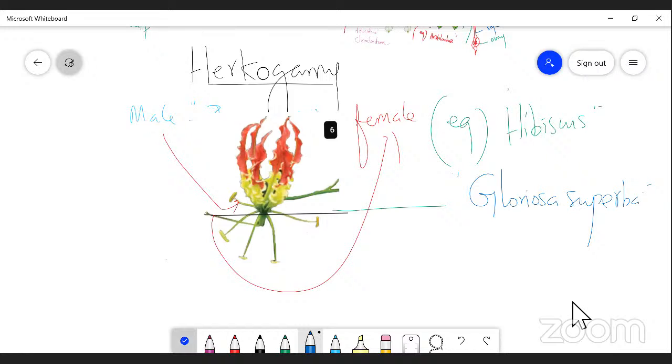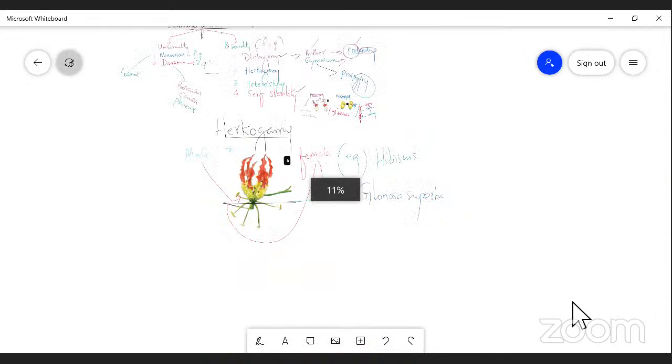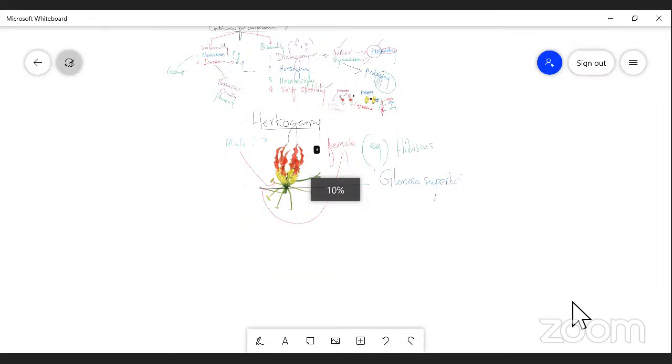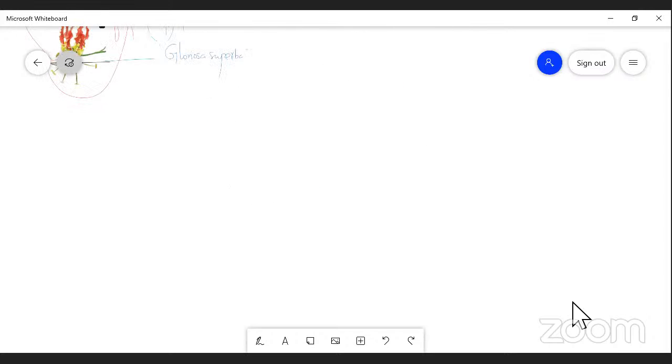The next we pass on to heterostyly. Actually, heterostyly is one of the contrivances of cross-pollination. Heterostyly, the arrangement of style, androecium and gynoecium in different lengths, is called heterostyly.